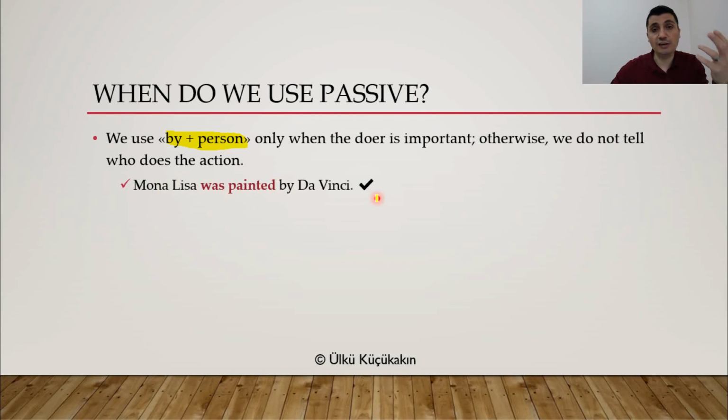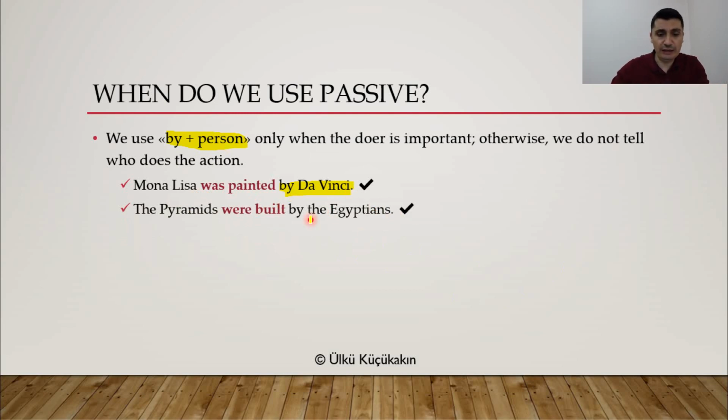So we form this as passive. But we also give the name Davinci. Now, if we don't give this name, this will be a very interesting sentence. Mona Lisa was painted. Of course it was painted, but who did that? By Davinci. Or, the pyramids were built by the Egyptians. All right? Here, by is used because the Egyptians are important for us. Who built this? The Egyptians built the pyramids. So we talk about them by using by.